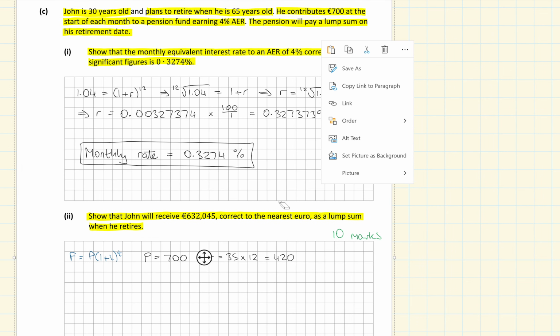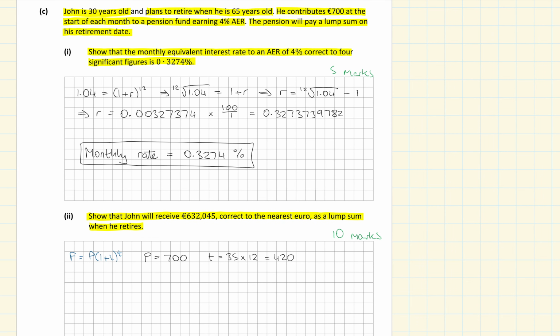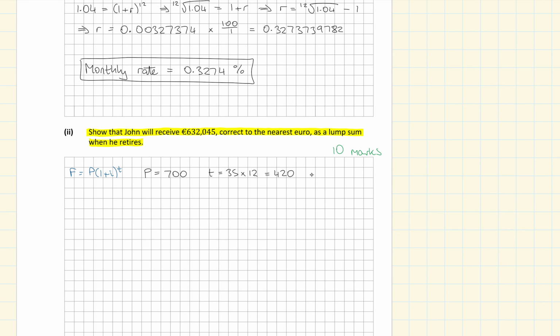So he'll make 420 payments into it, and his interest rate is 0.003274. Okay, so we get F is equal to 700 times 1.003274 to the power of 1. So we're just establishing our series here. Squared, and so on, and then we get 700 times 1.003274 to the power of 420.